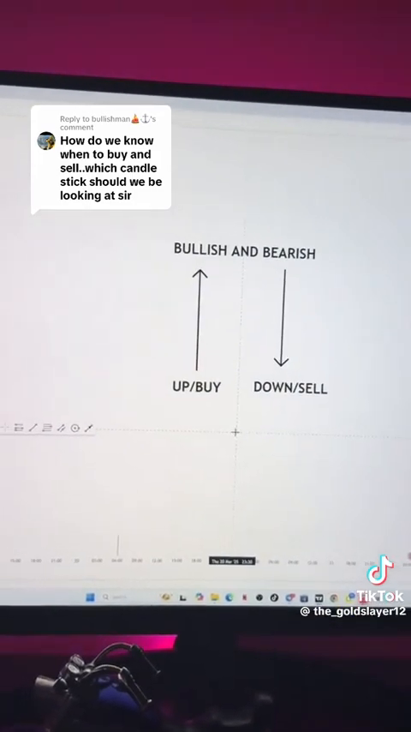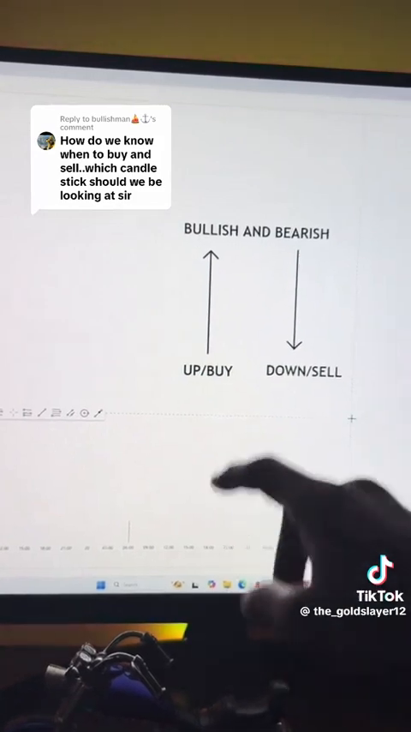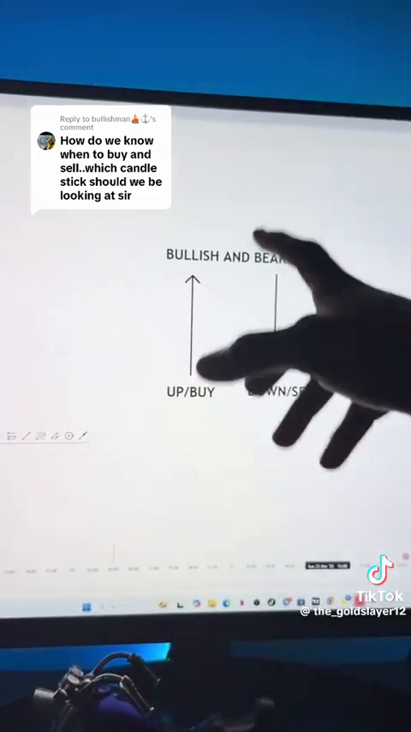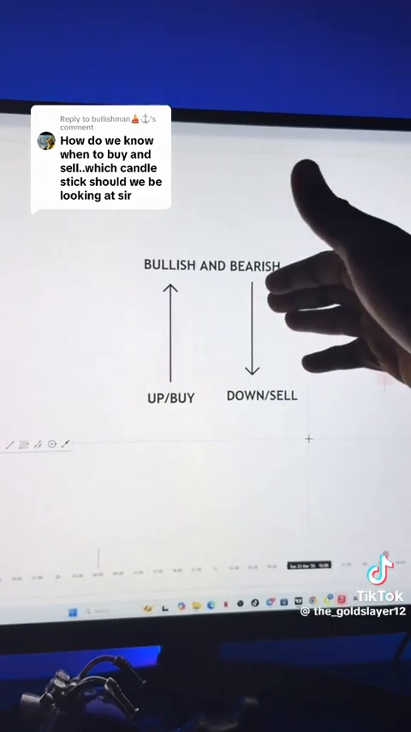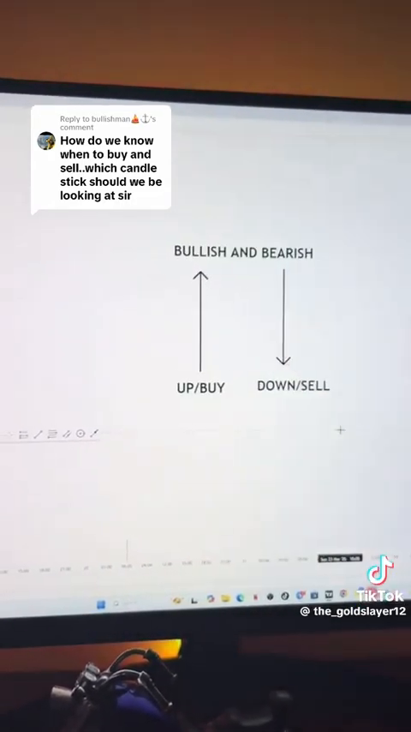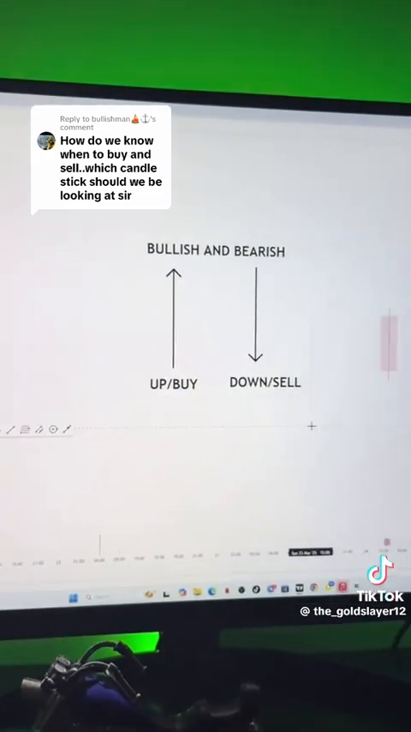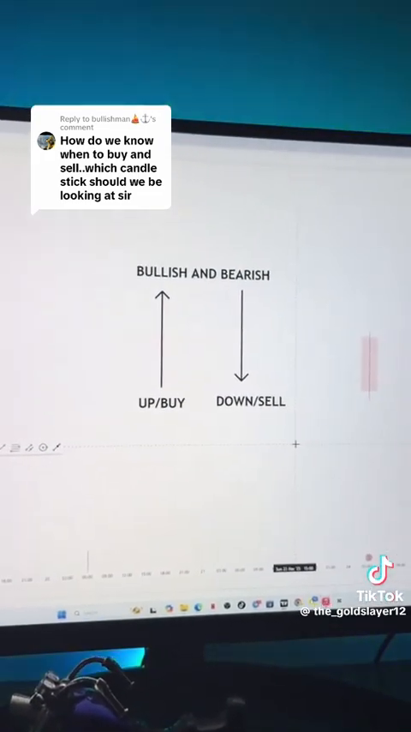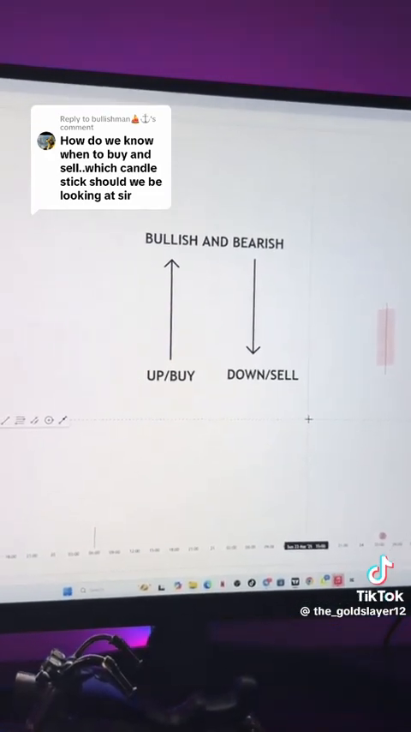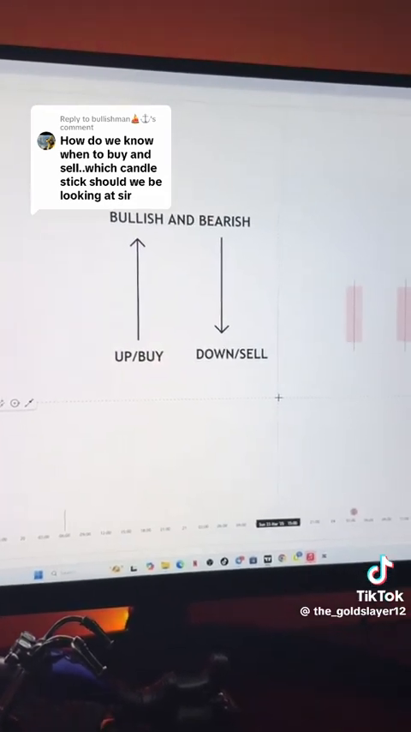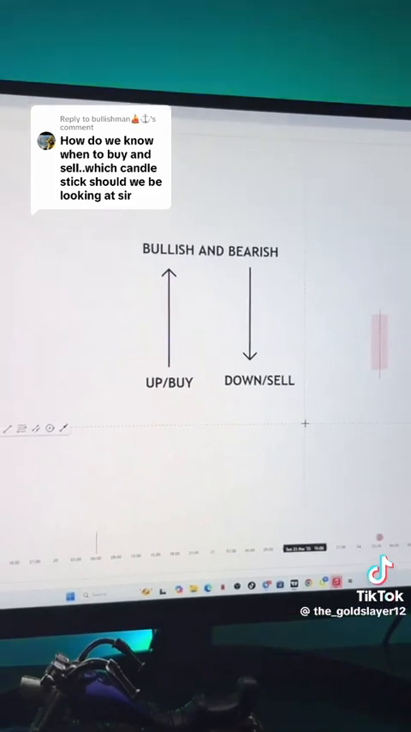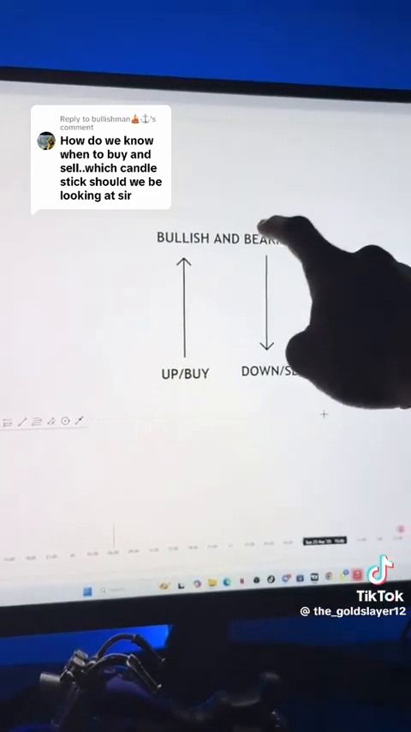So guys, that's practically it. If you see a bullish candlestick, it's telling you that price is going up, or price is going to be buying. And when you see a bearish candlestick, it's telling you that price is going down, or price is going to be selling. There's more technical stuff to this, but this is practically the interface of what is actually happening. Do you understand? Because that's the question the guy asked: how are you going to know if price is going to buy or sell based on the candlestick? So bullish, buy; bearish, sell.